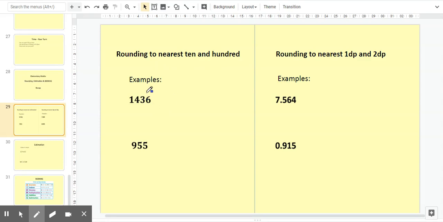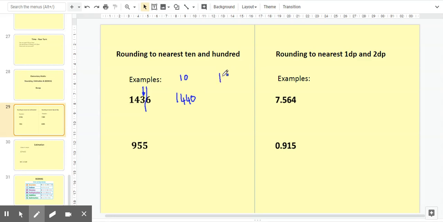So here, if we were going to round to the nearest 10, we would identify our 10. So in this case, it's a 3. I would draw a line and look at the number next to it. Our rules of rounding are if the number is below 5, we round down. If it's 5 or above, we round up. So in this case, to the nearest 10, we would round up, so it would become 1,440.